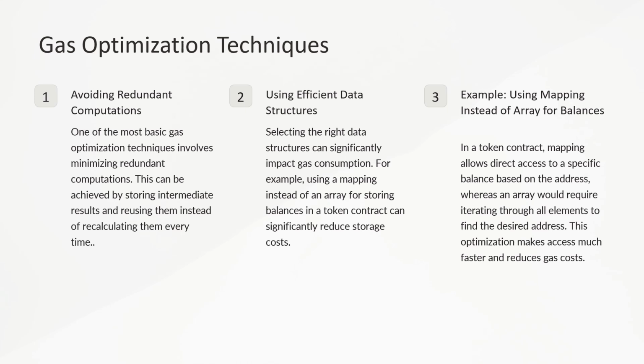This can be achieved by storing intermediate results and using them instead of recalculating them every time. This simple strategy can significantly reduce gas costs. In a token contract, mapping allows direct access to specific balances based on addresses, whereas an array would require iterating through all elements to find the desired address. This optimization makes access faster and reduces gas costs.